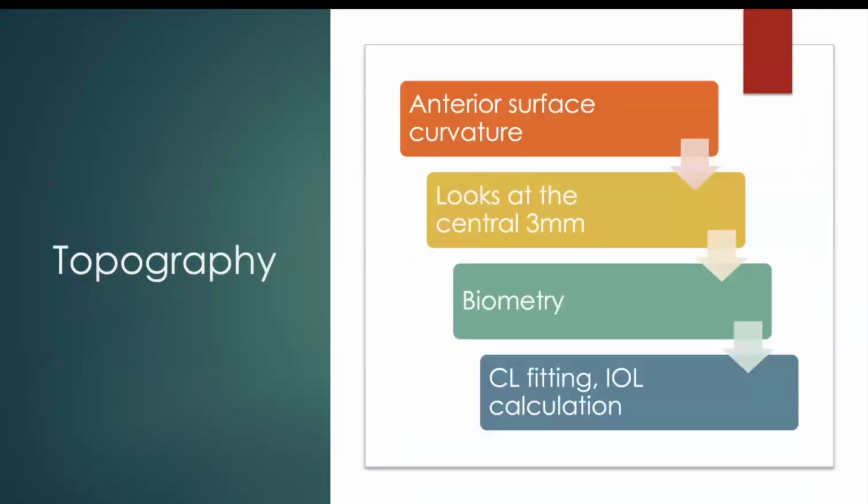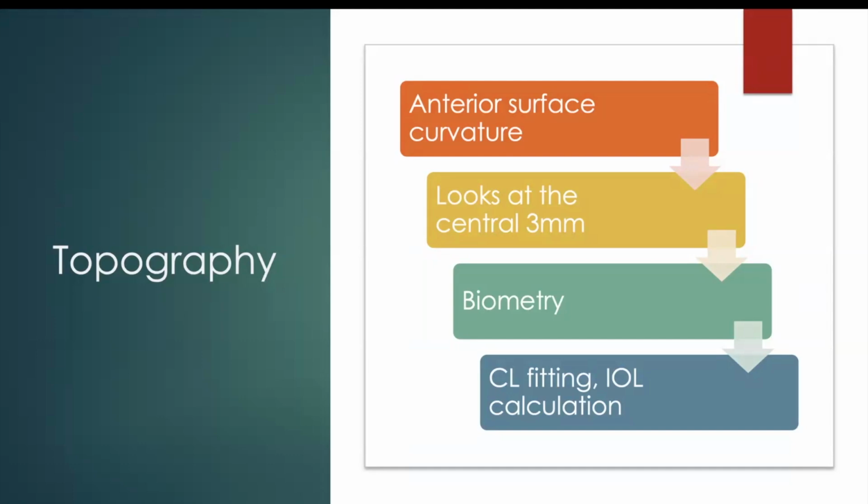So with topography, if you think of it just being the top of the cornea, it's usually looking at your anterior surface curvature. Most versions of topography will look at your central 3 mm. It's used in biometry, for example, with your IOL masters. And it's mainly indicated when you're looking at contact lens fitting and IOL calculations.